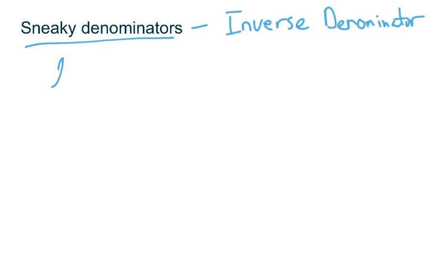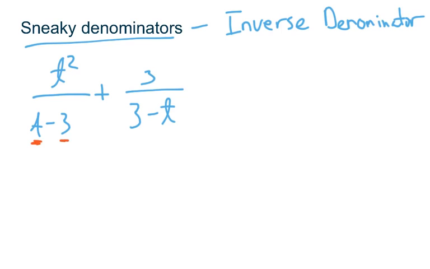Let's say we had something like t squared over t minus 3 plus 3 over 3 minus t. Now what I'd like to highlight is that we have in the denominators the same players. We have 3's and t's. We have the same sign as well. The difference is the order. The 3 and the t are reversed in their order. And so that is what we call an inverse denominator.